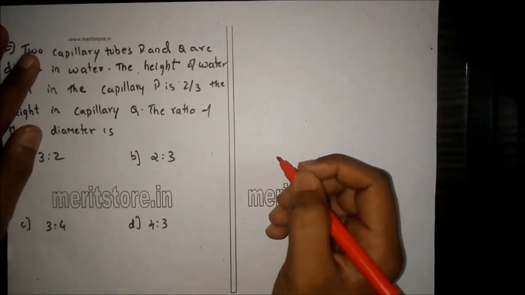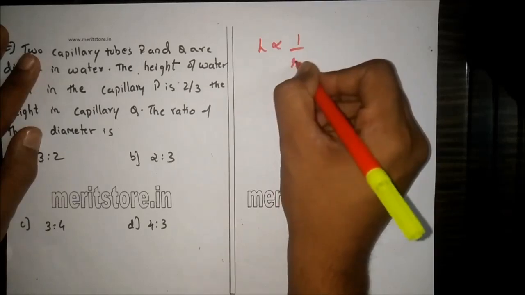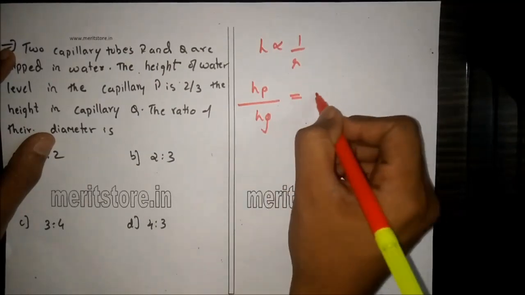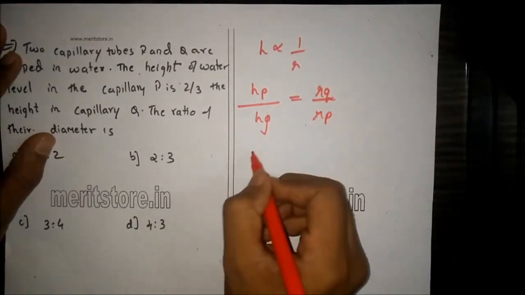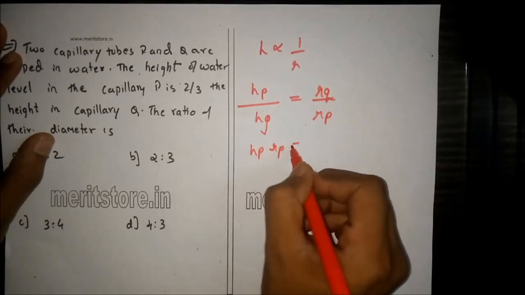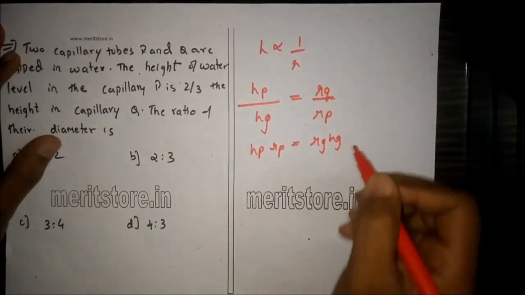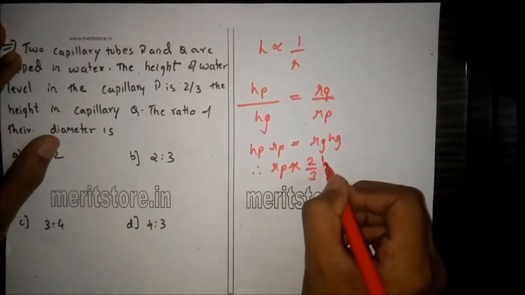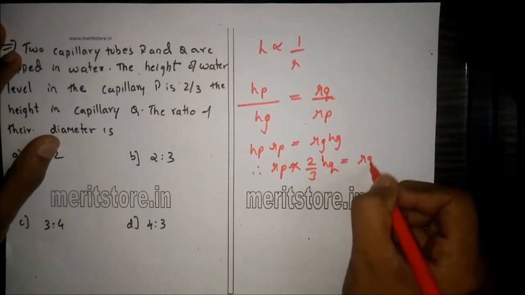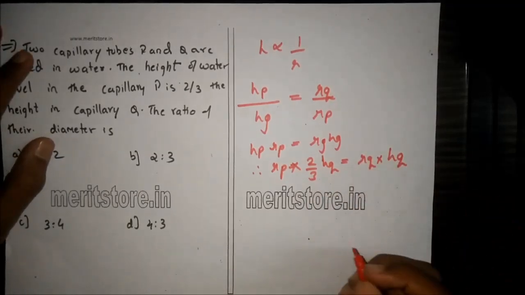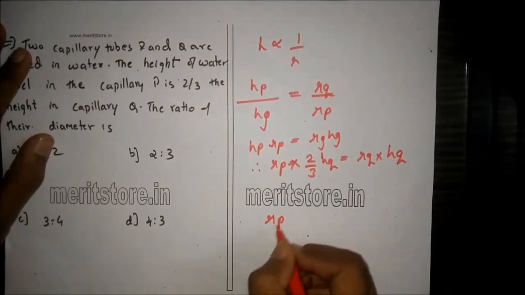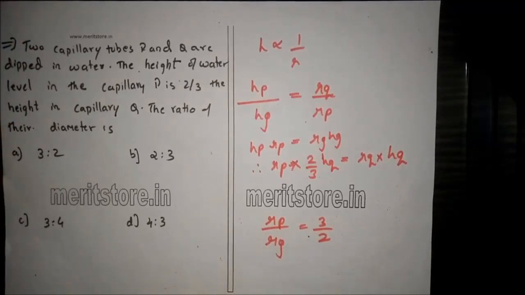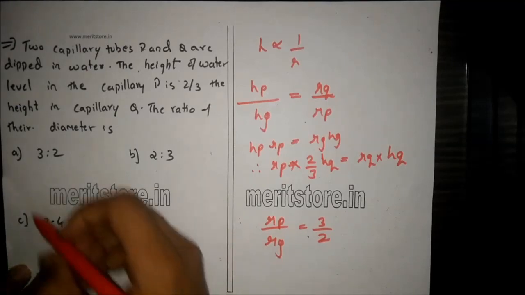Now we know that the height and the radius are related by h is inversely proportional to r. Therefore, HP upon HQ is equal to RQ upon RP. Therefore, HP RP will be equal to RQ HQ. Therefore, RP into 2 by 3 HQ is equal to RQ into HQ. Therefore, HQ and HQ will get cancelled. Therefore, we'll get RP upon RQ is equal to 3 by 2. Therefore, here the correct answer will be 3:2, which is option A.